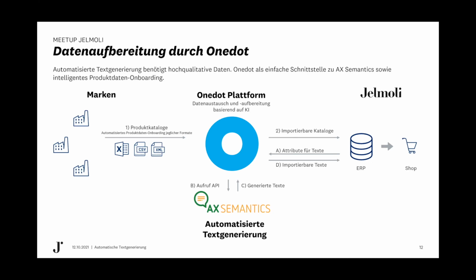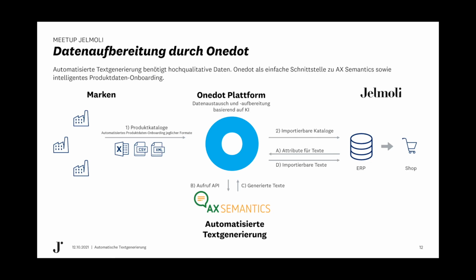We receive the data from Jelmoli, from the ERP system, and then we exported it to the Onedot platform. AX Semantics uses the API. And once the text had been generated, the receiver file could be received and then sent back for the input into the ERP. Now, this is how Jelmoli has used Onedot.